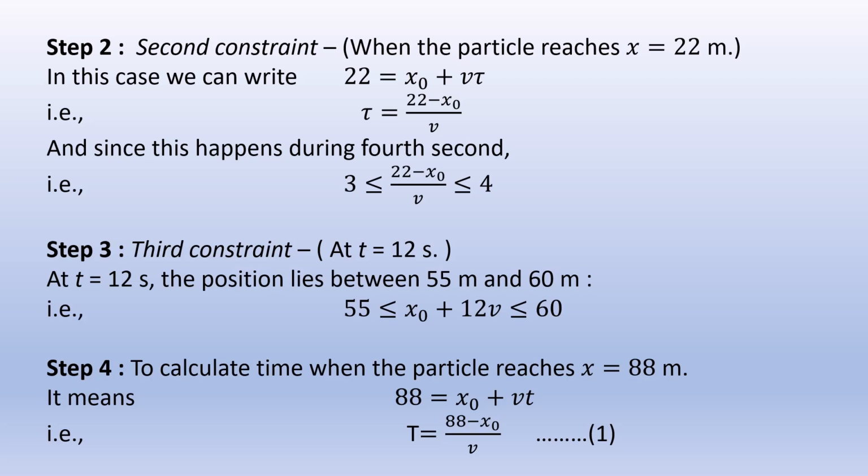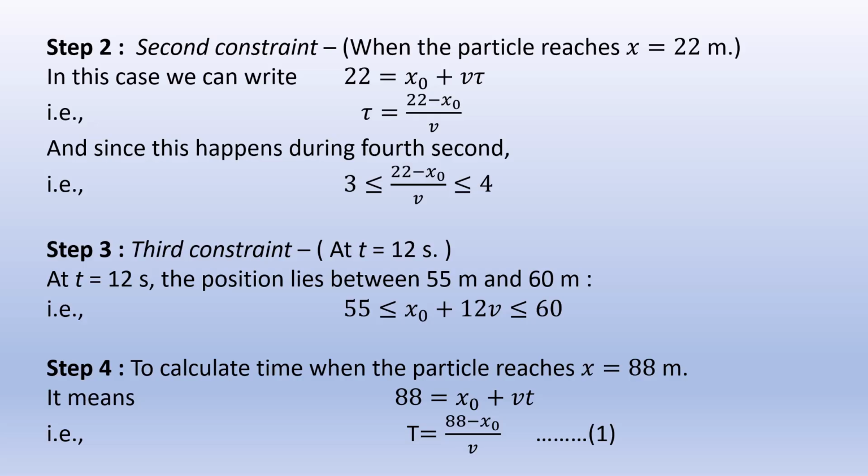Now here is our step 2. This indicates the second constraint, which is when the particle reaches x equal to 22 meters. In this case, we can write that 22 is equal to x naught plus v into tau. Here, tau is the time which is between 3 seconds and 4 seconds, that is, it indicates the fourth second. So from the equation we can write tau is equal to (22 minus x naught) upon v. That is, (22 minus x naught) upon v is greater than or equal to 3 and also less than or equal to 4.